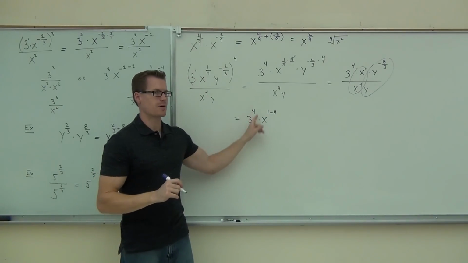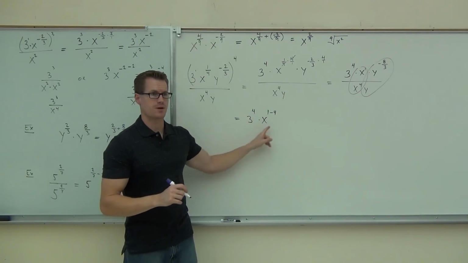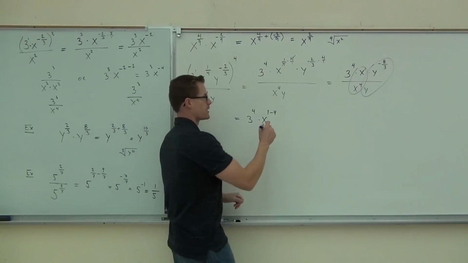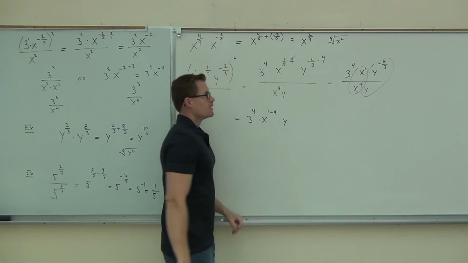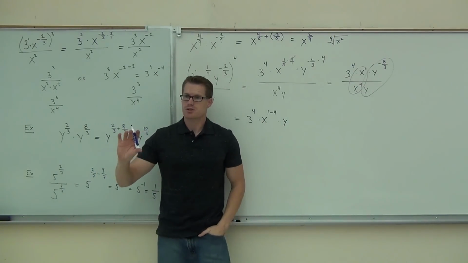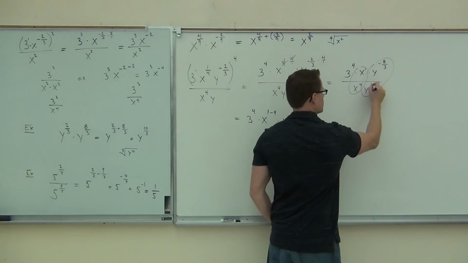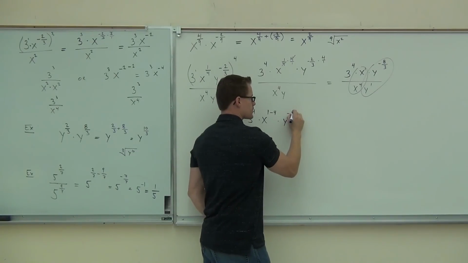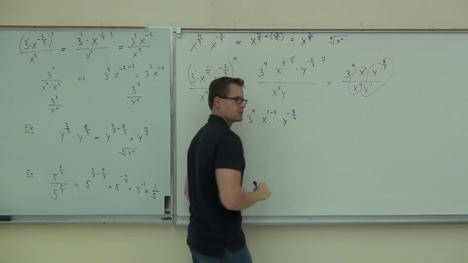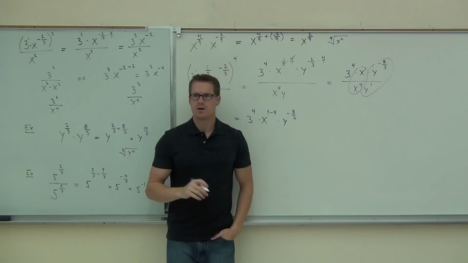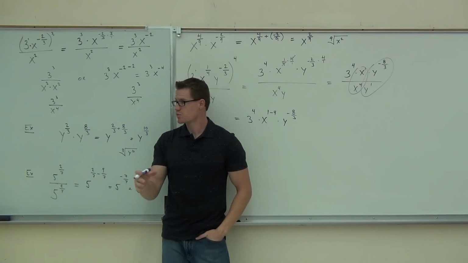Whatever this gives me, that's going to be my final answer for my x's. Right there, that's my exponent: 1 minus 4. Times y, okay, we have -8/3 over y to what power is that one? First. Is it just going to be -8/3? Does that 1 do anything? We're subtracting it, yeah. So it's y to the 1st power.